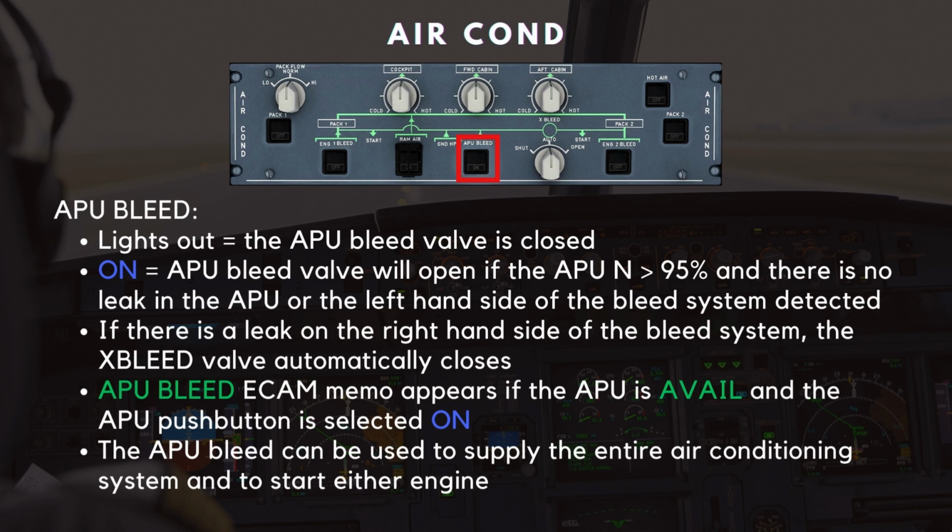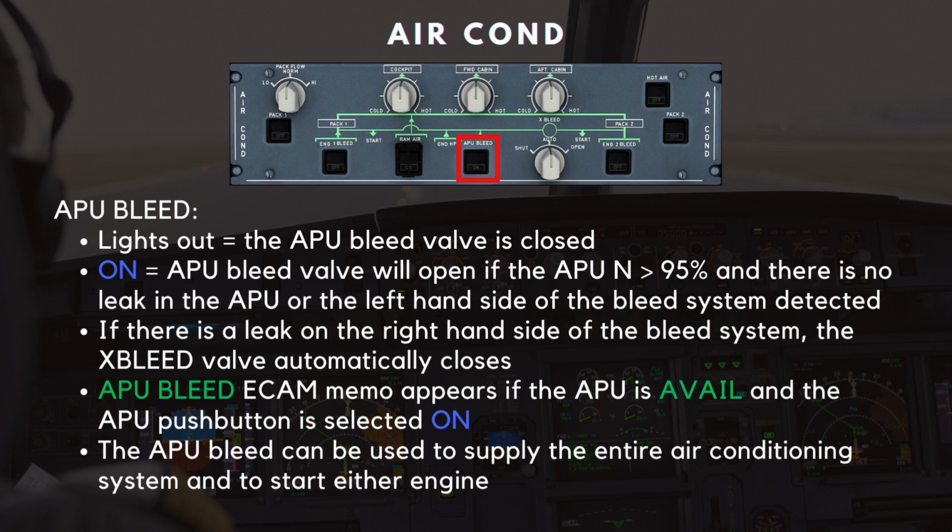Next is the APU bleed push button. In its default lights out position, the APU bleed valve is closed. If selected on, the blue on light appears. The APU bleed valve will open if the APU N percentage is greater than 95% and there is no leak detected in the APU or the left-hand side of the bleed system. Note, if there is a leak on the right-hand side of the bleed system, the cross-bleed valve automatically closes.